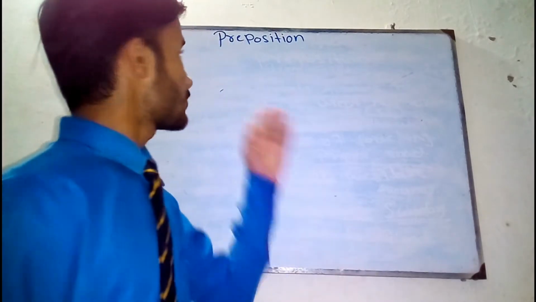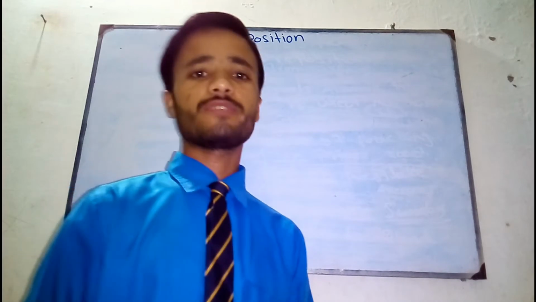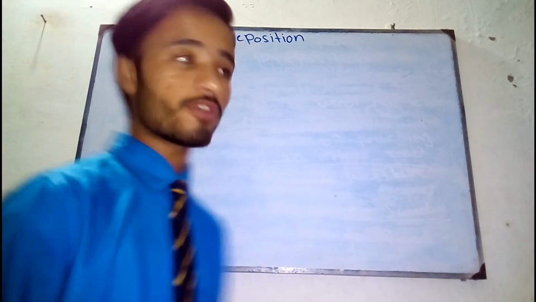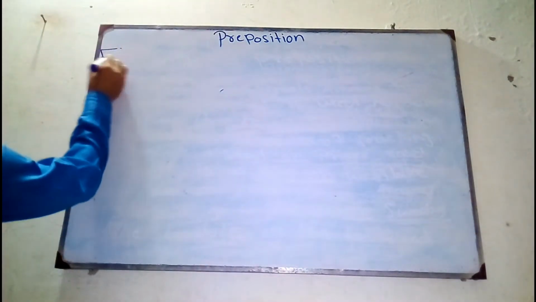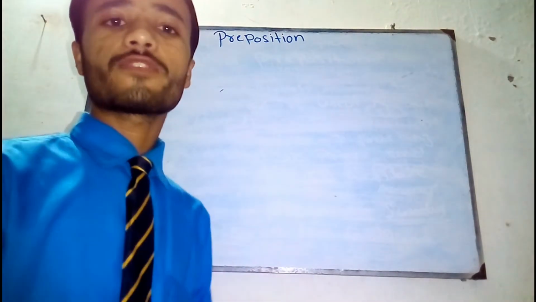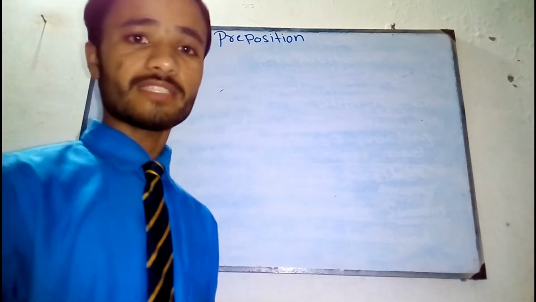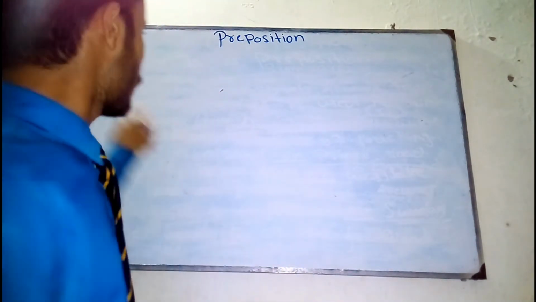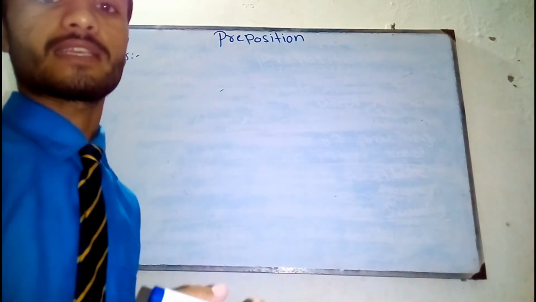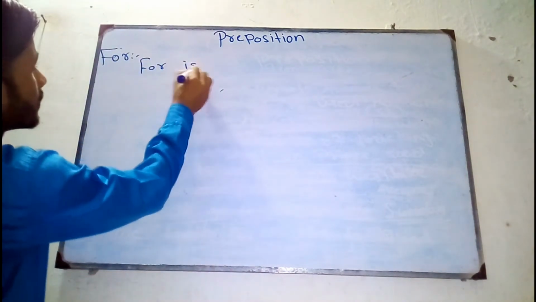Today our topic is preposition. I have been explaining prepositions for 2 or 3 videos, right? But in this video I am going to explain another preposition, which is "for". Now what is "for", how to use it, where to use it, and what is the usage of it, right? Is this clear? See, "for" is a preposition.